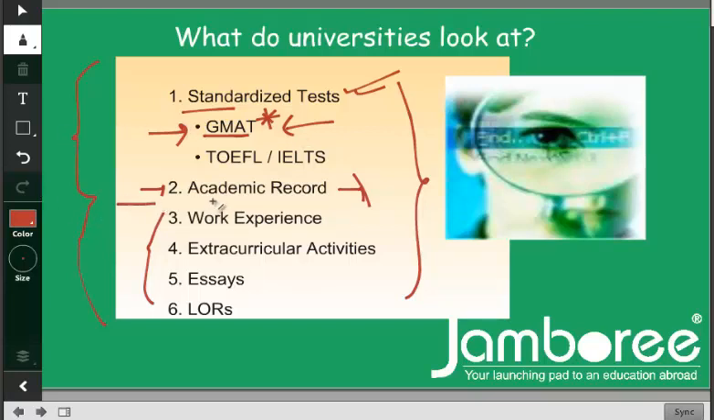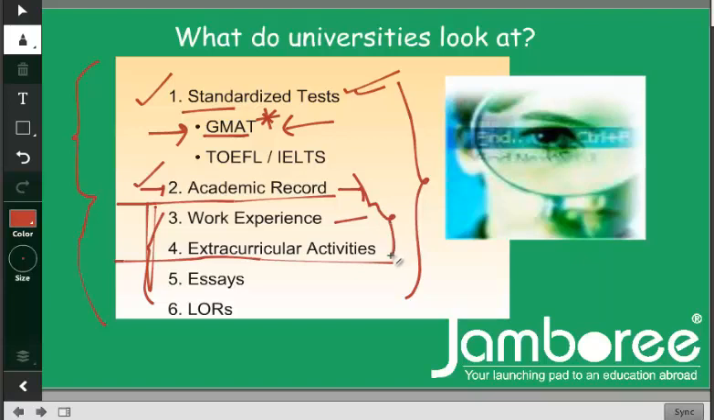Now, see, these are numbers. GMAT score is a number. Academic record is a number. You can't do much about it, right? Now, the rest of it, your work experience and your extracurricular activity. So these two things.